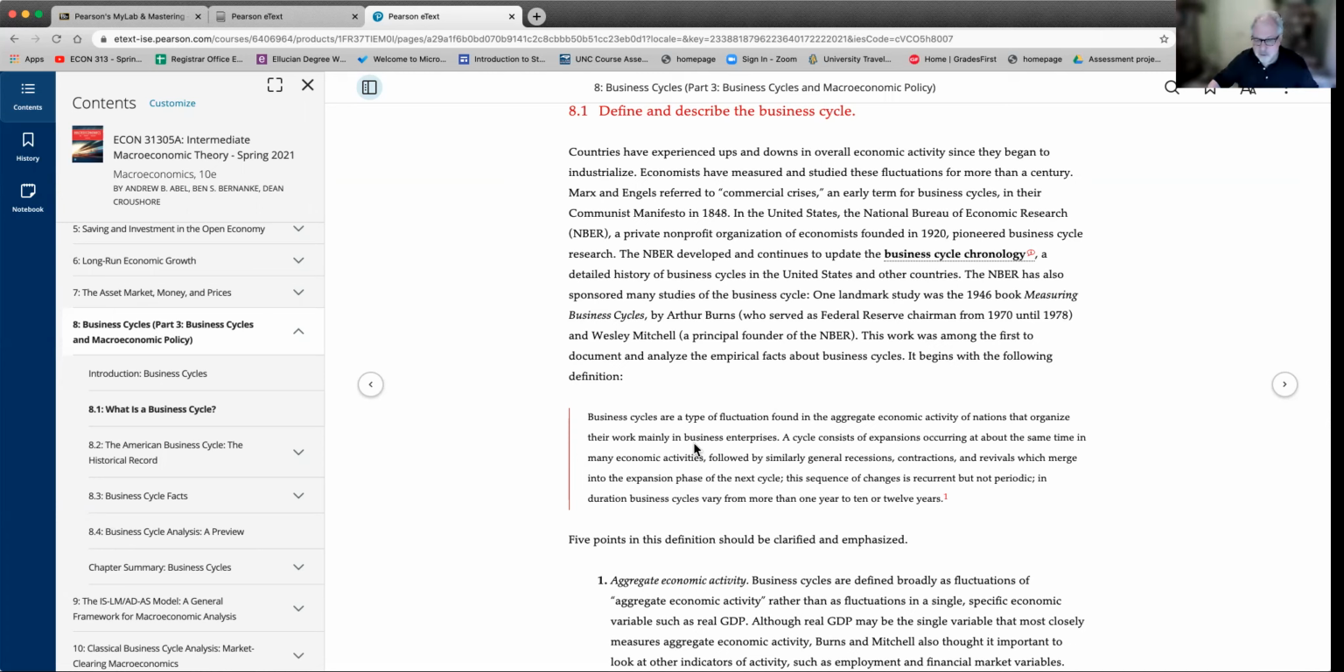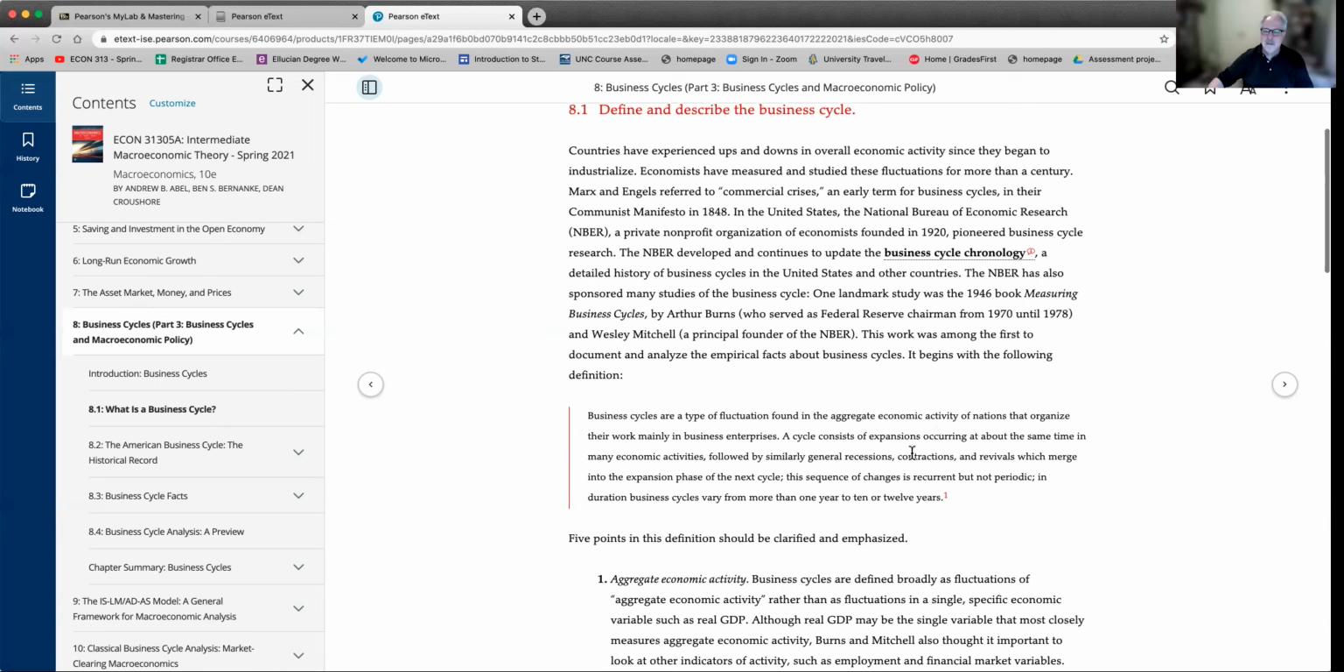So in this case, I'll just read it because it's that important. The type of fluctuation found in aggregate economic activity of nations that organize their work mainly in business enterprises, market-based economies. A business cycle consists of expansions occurring at about the same time in many economic activities, followed by similarly general recessions, contractions, and revivals, again, in many different economic activities at the same time, and which then merge into the expansion phase of the next cycle, right? So ups and downs in the economy, right?